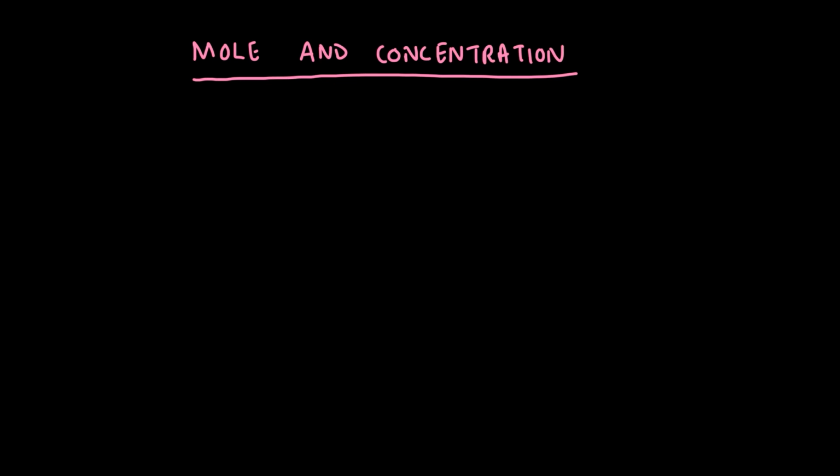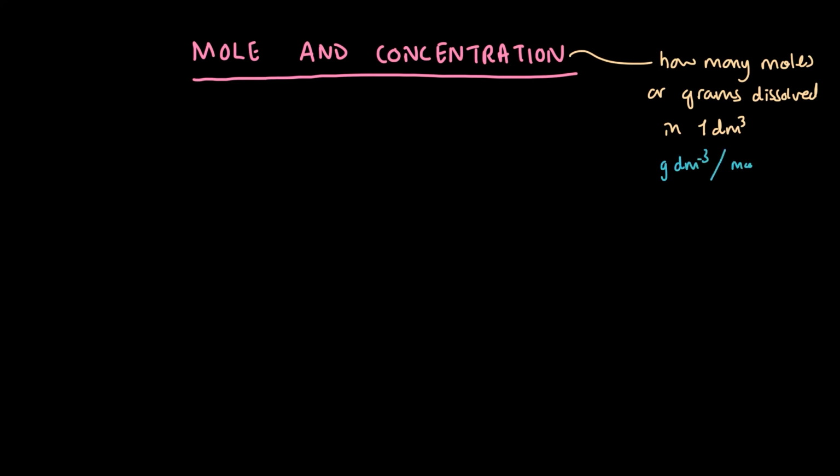Concentration is a term you hear a lot in chemistry. It basically means how many grams or moles of something is dissolved in 1 decimeter cubed of a solution. The units are either grams per dm cubed or mole dm cubed. So if we have 5 grams dissolved in a dm cubed of solution, the concentration would be 5 grams per dm cubed. Or if we had 0.1 moles, then the concentration would be 0.1 moles per dm cubed.